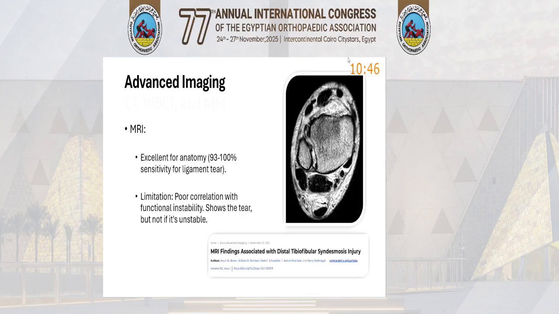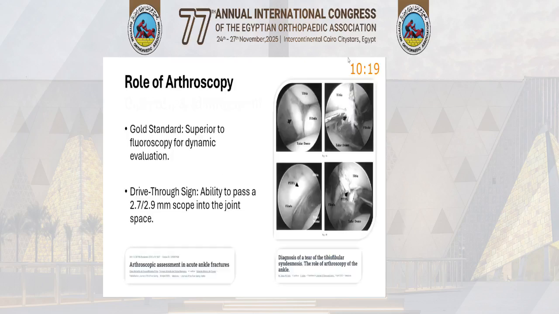The MRI is excellent for the anatomy; 93 to 100% can detect the AITFL tear, but it has poor correlation with functional instability. Does this tear or sprain really cause functional instability and diastasis that need surgical intervention, or just non-operative treatment? This answer can't be given by the MRI alone.